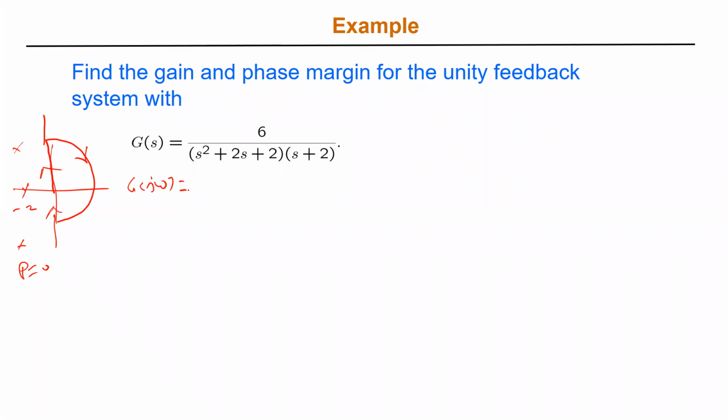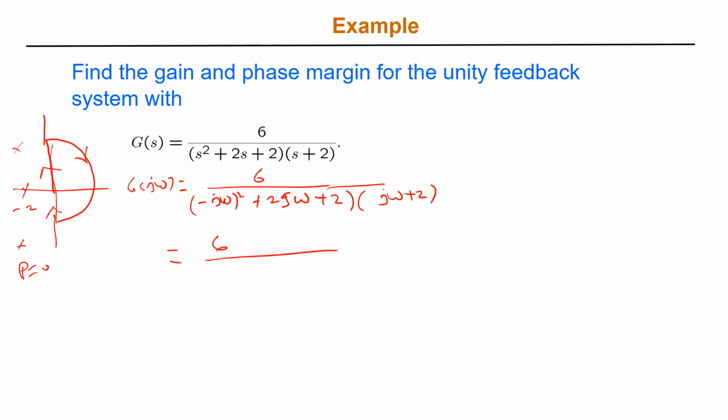G of J omega has 6 over minus J omega squared plus 2 J omega plus 2, multiplied by J omega plus 2. In terms of the magnitude, what will be the magnitude? Wait a minute, let me simplify it a little bit more. Okay, so we can do it here. Well, I know 4 plus omega square. Let's do it: minus omega square plus 2 J omega plus 2, and this is J omega plus 2.